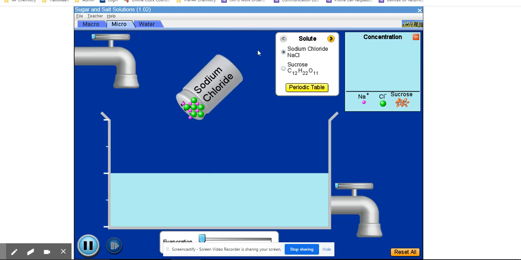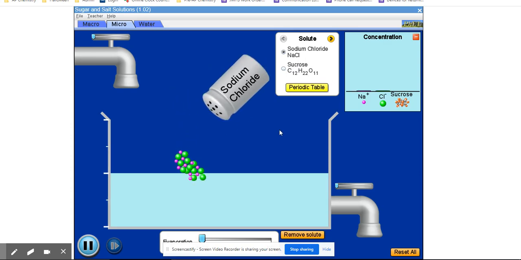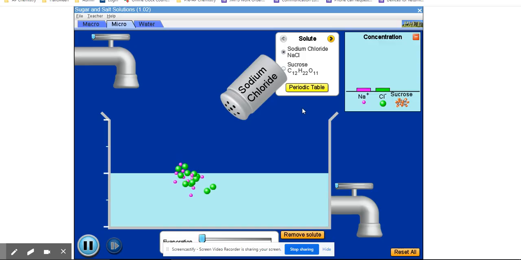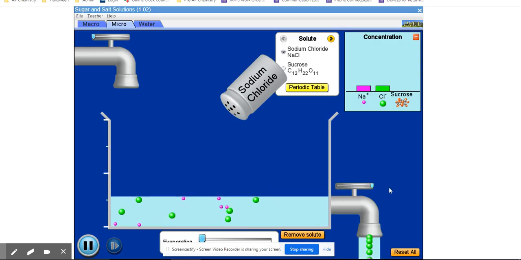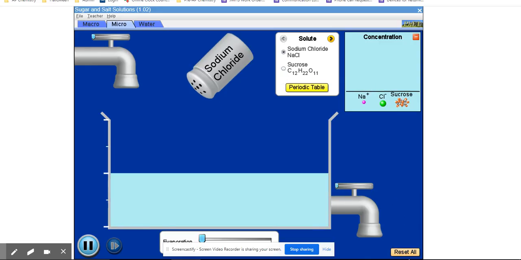So if we sprinkle that in, you can kind of see those things are falling down slowly because we're recording. Okay, and as you see them drop into the water, you see that those different atoms are separating in the water. This would be considered dissociating. Okay, so now we're going to pull the little lever. We're going to let out the water. We're going to reset it.